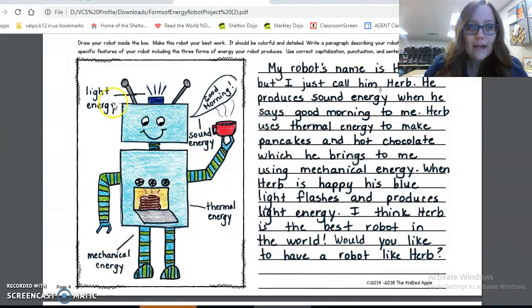This sample has light energy coming out the top. It has sound energy because it says good morning. Thermal energy because it's going to cook you pancakes, which is pretty sweet. Mechanical energy here in the legs because those legs are moving.